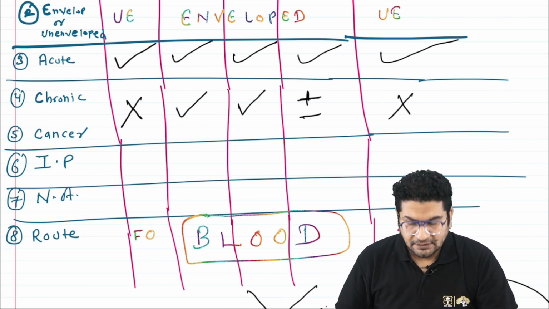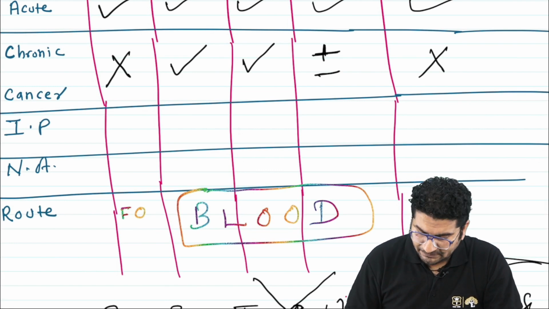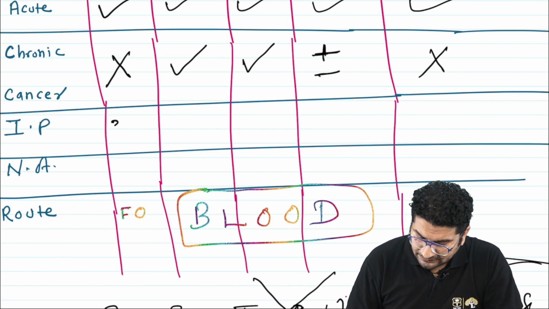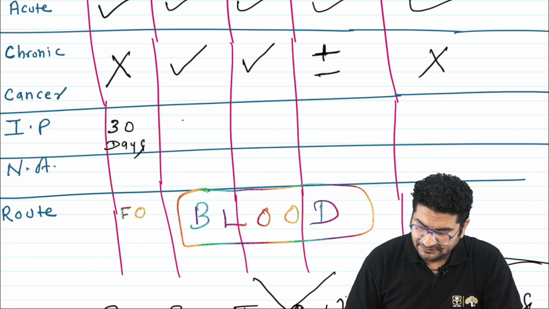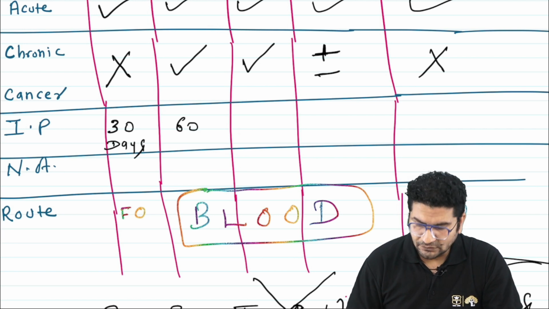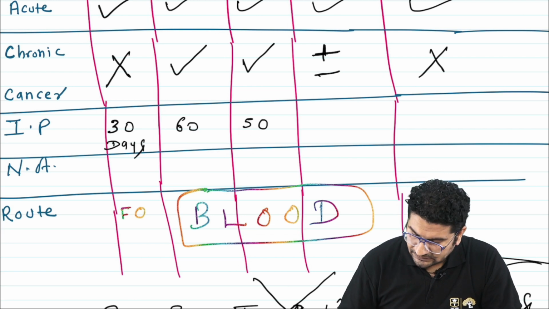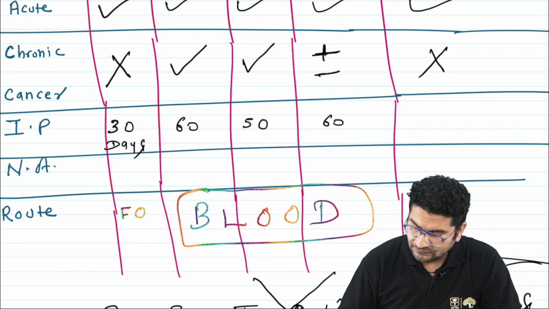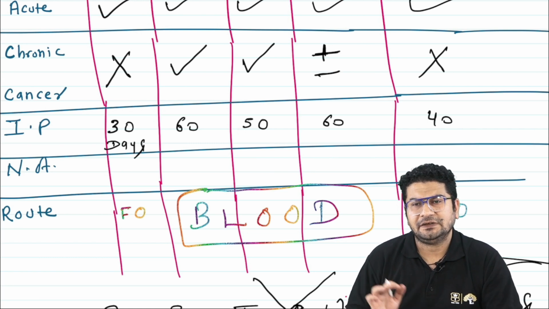Clear? If I talk about the median or mean incubation period, then remember 30 days. 30 days is the incubation period for hepatitis A. Then remember 60 days for hepatitis B, 50 days, 60 days again, and 40 days. So this is the average incubation period. Remember, 30, 60, 50, 60, 40.